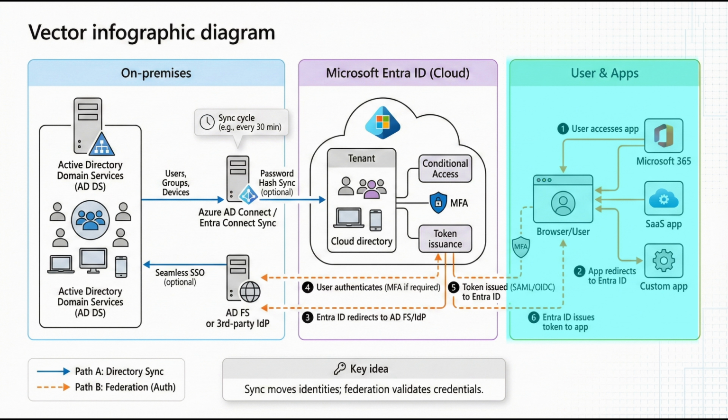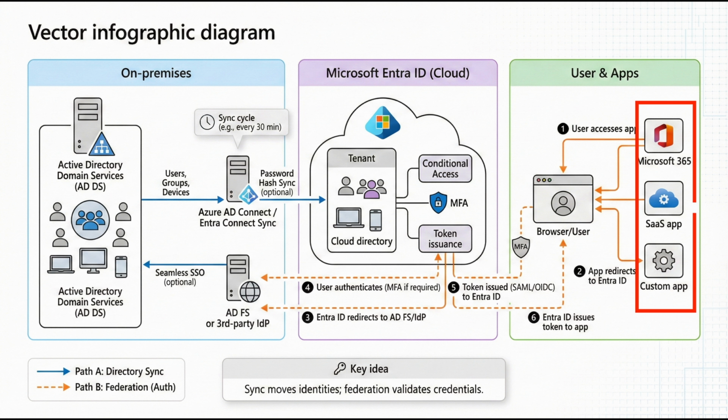Now on the right-hand side, we have users and applications. Generally, users are trying to open applications, and the application can be anything integrated in Entra ID, maybe Microsoft 365, your SaaS apps, or custom applications also. So everything starts from here.